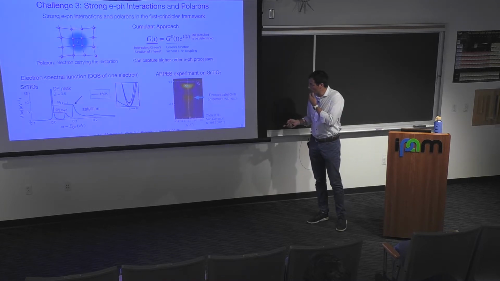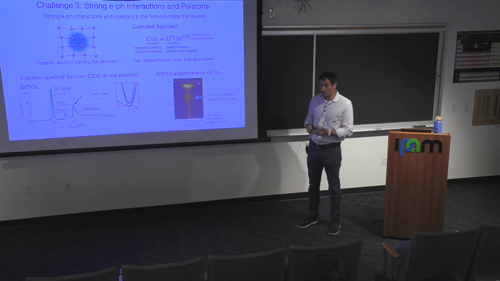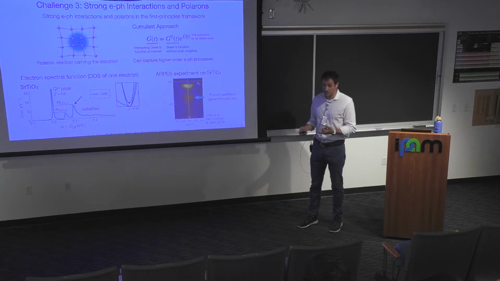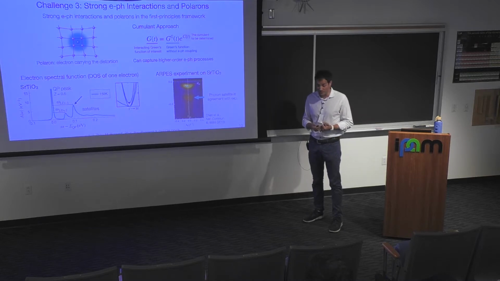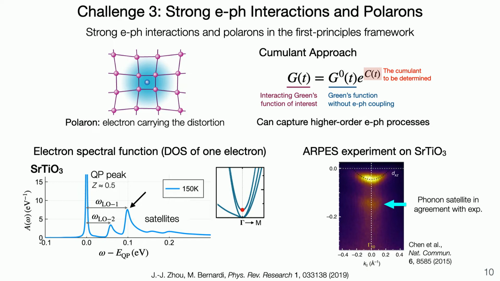And so that has led us to think about the fact that in many of these polar materials, the electron-phonon coupling is stronger than can be treated with the perturbative methods that we have discussed so far. In particular, as I've mentioned, the electron-phonon coupling gets stronger. You form polarons, which are electrons carrying the lattice distortion. And including polaron effects in these first principles theories is not trivial.